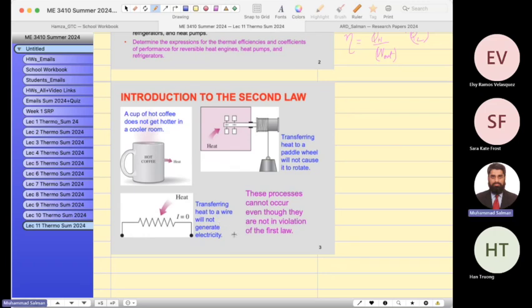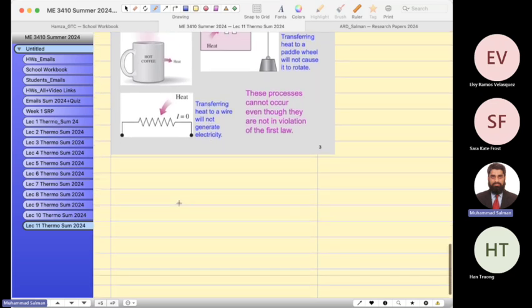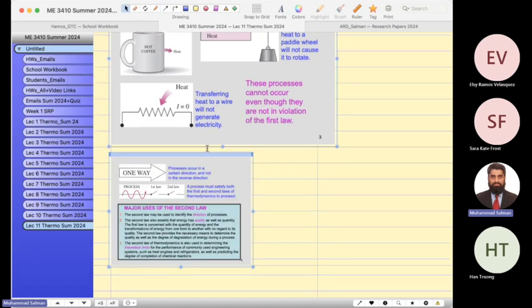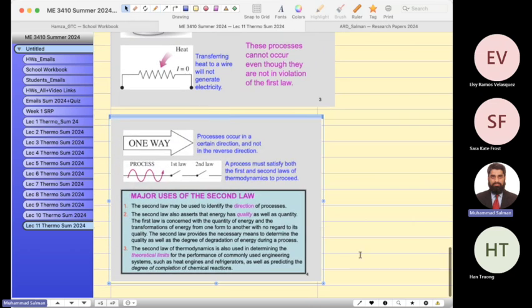Transferring heat to a wire will not generate electricity. The main idea is that you have to have a channel in order to perform the work. Transferring heat to the paddle wheel will not cause it to rotate. So if you don't have a channel, you cannot produce a useful work output from there.